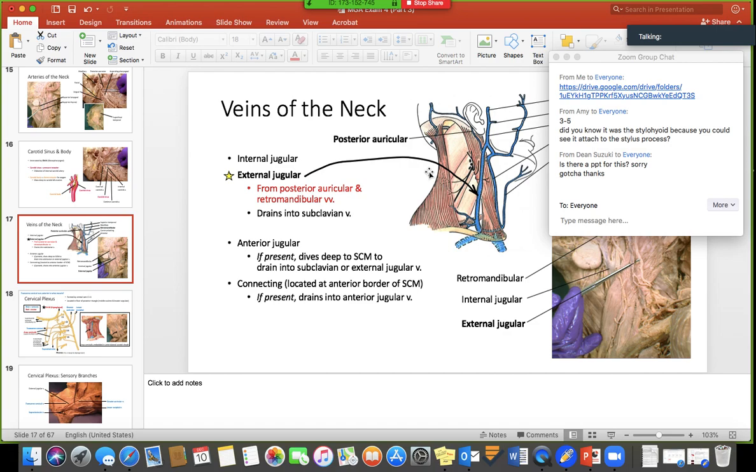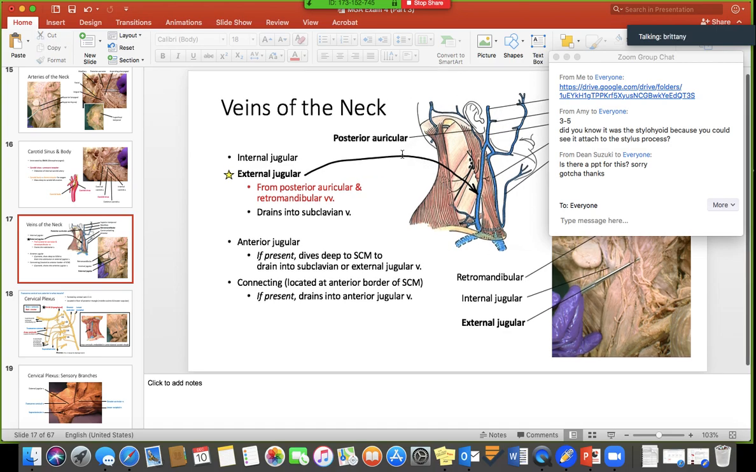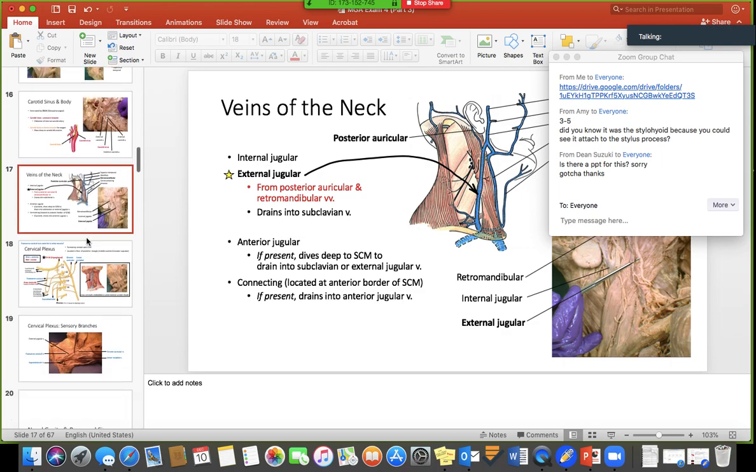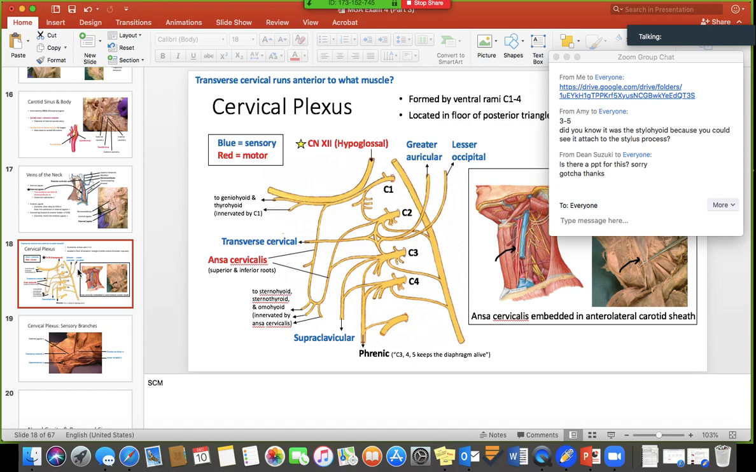All right. Typically they don't get too crazy about veins in the practical, but I would definitely know this pattern. Last year we had a question about the veins forming the external jugular. That's the posterior auricular and the retromandibular vein coming together to form the external jugular. Okay.